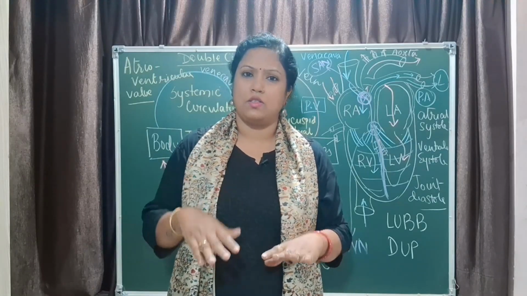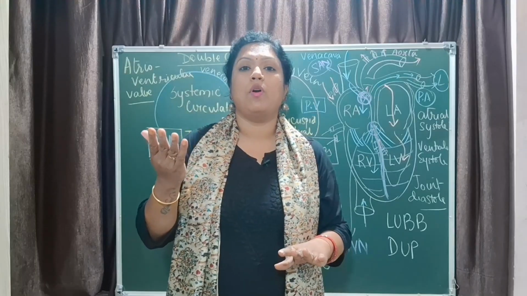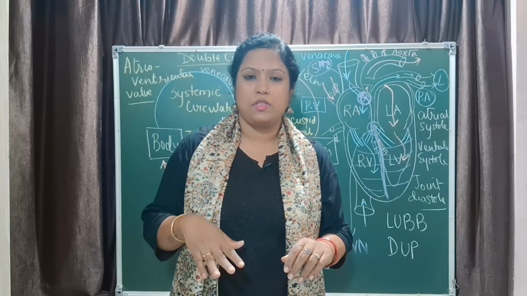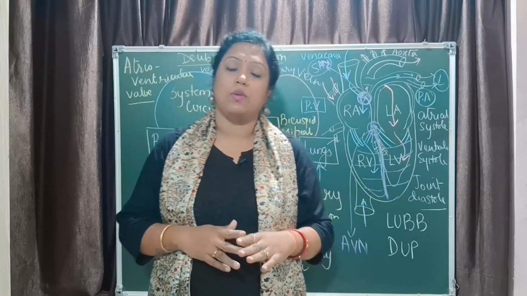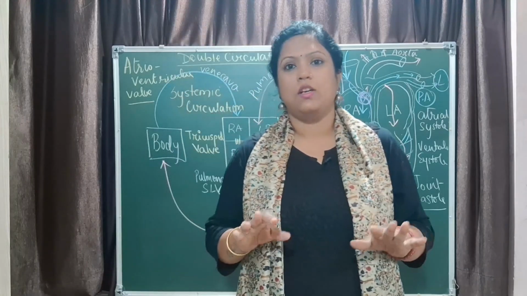Systolic pressure by diastolic pressure: 120 mm of Hg by 80 mm of Hg. Okay, so systolic pressure is written up, diastolic pressure is written down. 120 by 80 is considered to be normal.